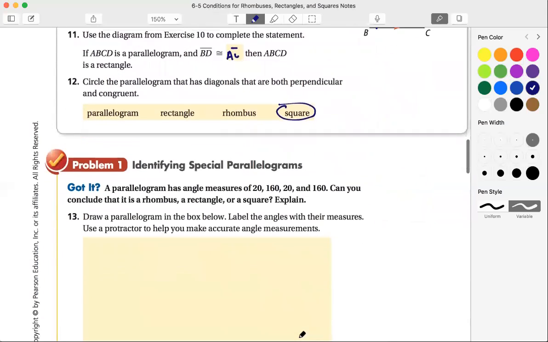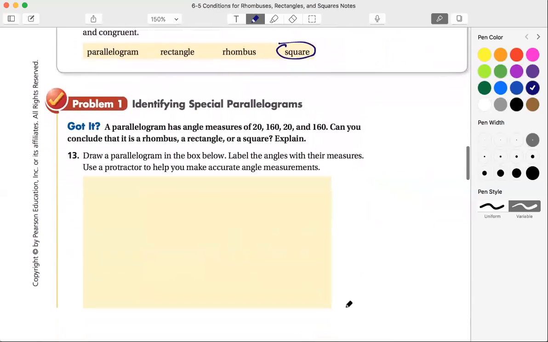Okay. So let's draw a parallelogram in the box, and label the angles and the measures. We may use a protractor to help make accurate measures. So we want a parallelogram whose measures are 20, 160, 20, 160. Okie dokie. So how about we draw something like this? So this is 20 degrees, 160, 20 degrees, and 160.